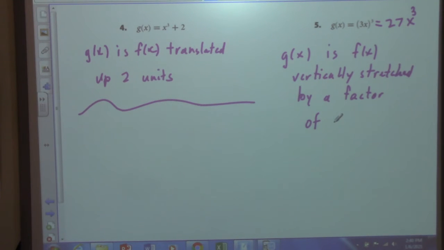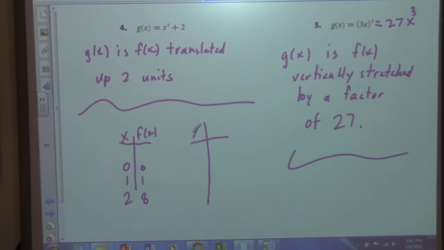27? Is it 27? 27, so that would be our answer. Oh, because of the, okay, that's good. And really, if you look at it, it sort of makes sense, because if you put the x and f of x, you'd have 0, 1, 2, and f of x would be 0, 1, 8. Then for g of x, you would have 0, 1, 27, and then you'd have 27 times 8.